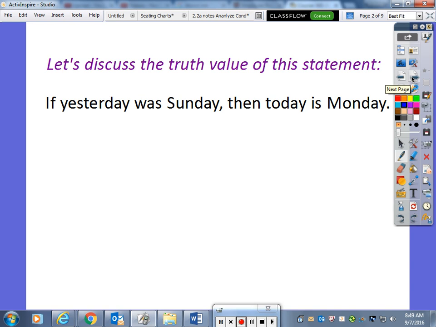Let's look at this example, and you remember this, that was one of our conditional statements from the last lesson. If yesterday was Sunday, then today is Monday. This is true, I think we all agree. But think about it, if we say, if today is Monday, then yesterday was Sunday. Remember what I just did? I created the converse, I moved around the two statements, but we realize that statement is also true. And that's what we call a biconditional statement.